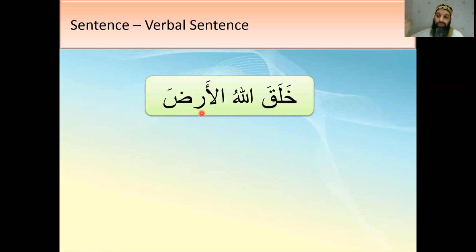And while we're there, we learn majroor at the same time. Those were the three cases. This is why we needed to learn the cases. If a double dhamma comes, is it marfu? A double dhamma is marfu as well. Remember, double dhamma is marfu.